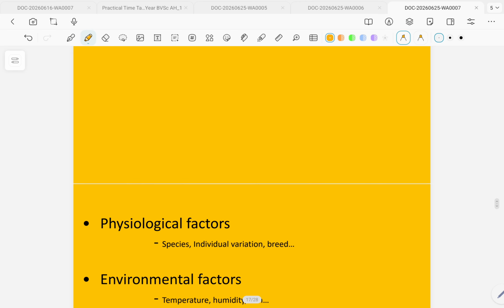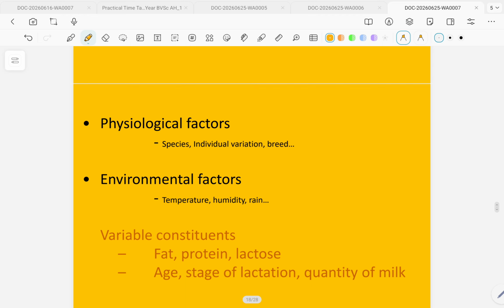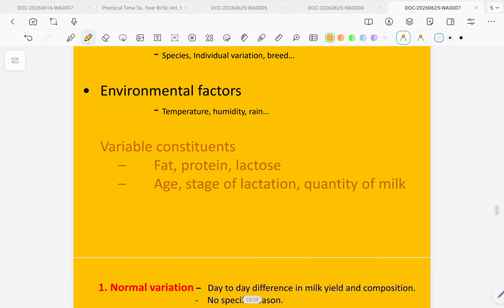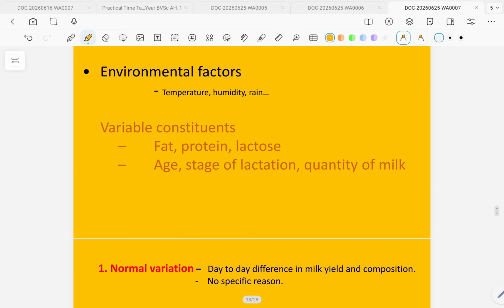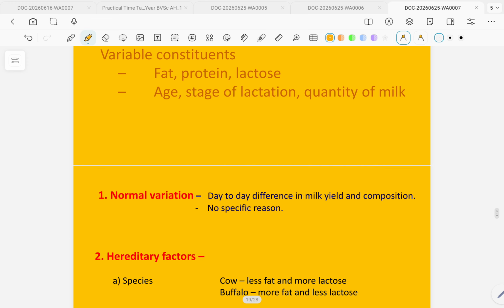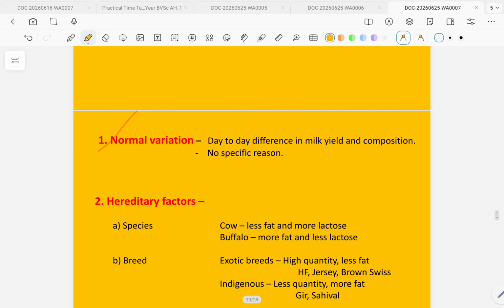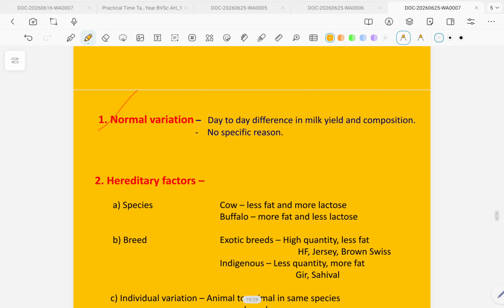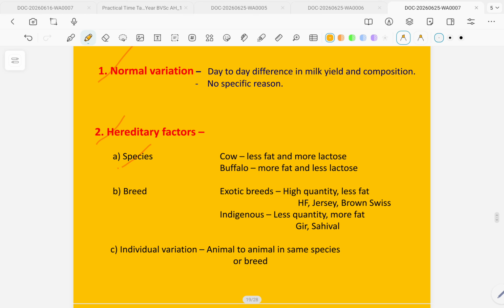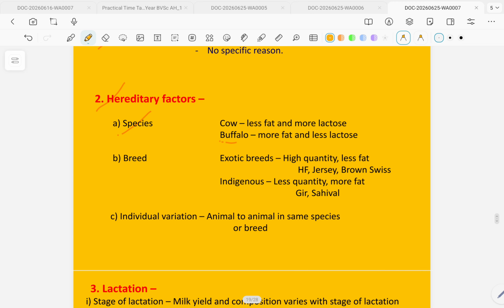Physiological factors: species, individual variation, breed. Environmental factors: temperature, humidity, rain. Variable constituents: fat, protein, lactose, age, stage of lactation, quantity of milk. Normal variation: day to day difference in milk yield and composition, with no specific reason. Heredity factor: species. Cow milk has less fat and more lactose, buffalo milk has more fat and less lactose.